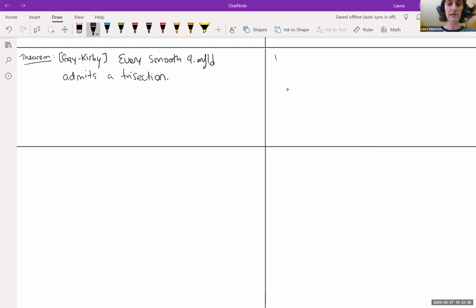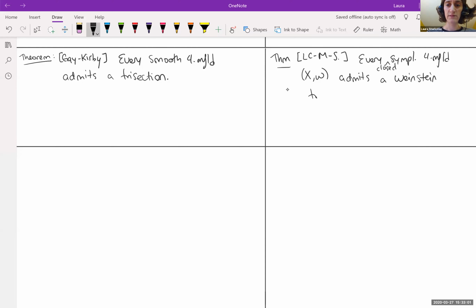So the analogous theorem that we're proving on the symplectic side, this is Peter, Jeff, and myself, is the existence theorem for Weinstein trisections. So every symplectic four-manifold (X, ω), I'm thinking of closed, admits a Weinstein trisection. So a trisection which is compatible with the symplectic structure in this way, that it restricts to a Weinstein handle structure with a Liouville vector field on each of the three four-dimensional one-handlebodies.